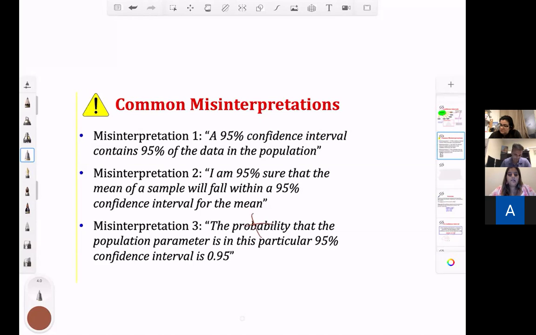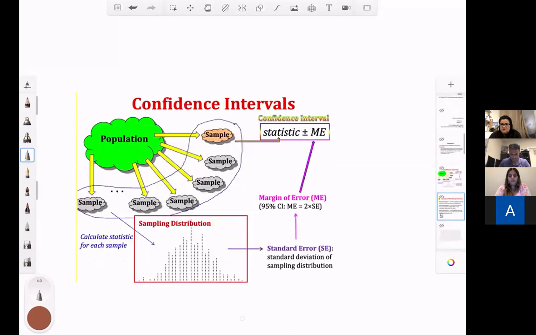This is the sample. So we have to make sure we don't make a mistake. Let's wrap it up and then we do activities together. So that's what we learned about confidence intervals.